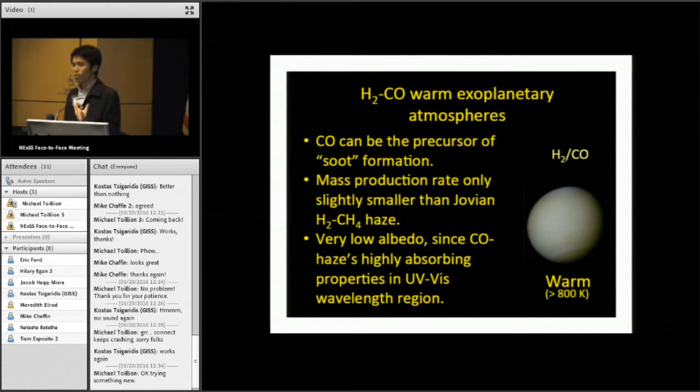So we really want to test that. This is the black soot balls that could be made by warm, carbon monoxide-driven photochemistry, or more like a Jupiter-type, methane-driven chemistry. These are the kinds of things that we are trying to do.